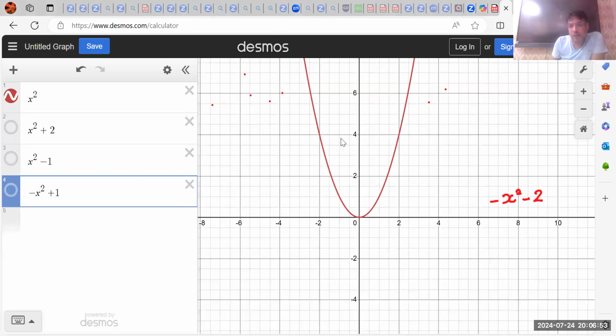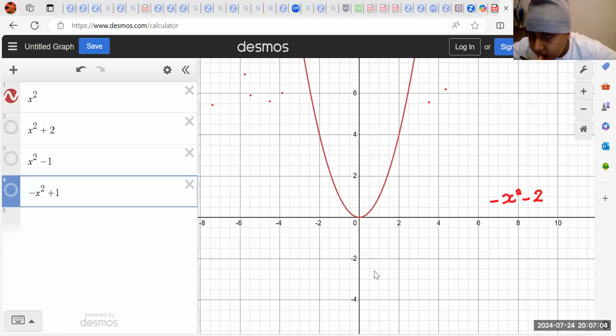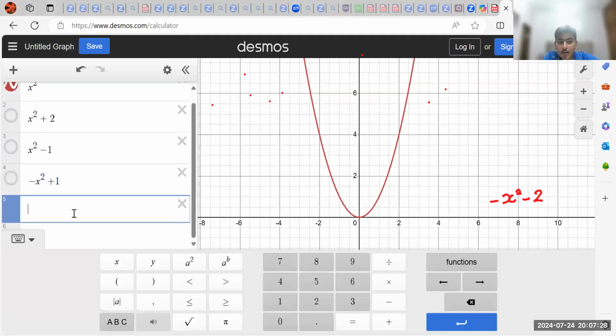So has everyone drawn? Yes, sir. So, I will ask this question from Ore. Ore, what will happen to my graph? Minus x square plus 1. Sir, it will start from -1 and it will go down like a curve. Minus x square, sorry, minus 2. So, minus x square minus 2 is my graph.